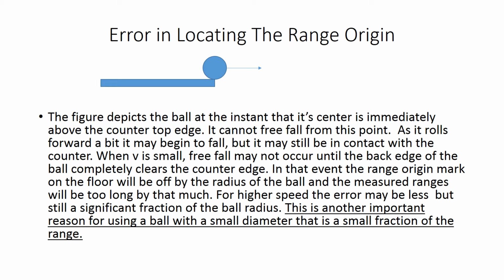At higher speeds, the effect isn't so big because of the curvature of the ball. It may launch off far enough that the ball will clear, but without hitting the countertop. But nonetheless, it'll still be a significant fraction of the radius of the ball. So, the range measurement is going to be too long by as much as the radius of the ball.